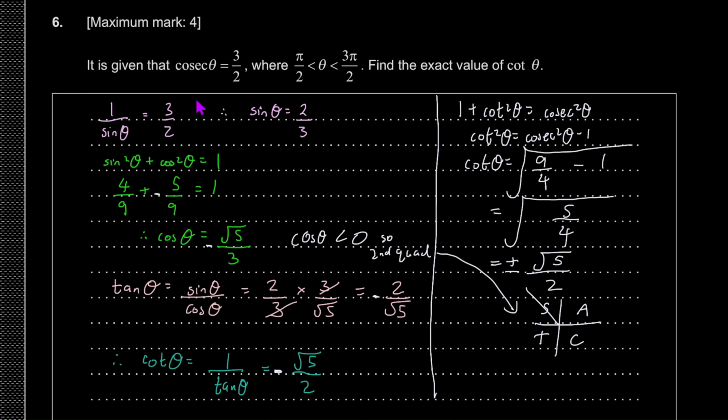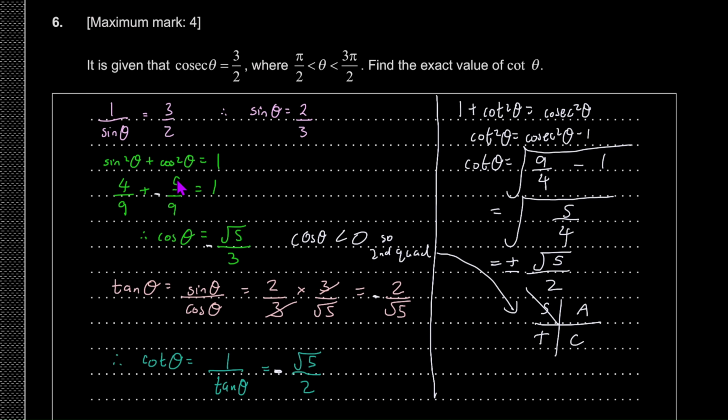In the first case, since we know cosec is 1 over sine theta, that means sine theta would be 2 over 3, which is the reciprocal of 3 over 2, as we can see here. Then we're going to use the identity sine squared theta plus cos squared theta equals 1, in which case we'll have 4 over 9 plus 5 over 9 equals 1. Now this 5 over 9 is what we find out to be cos squared theta.